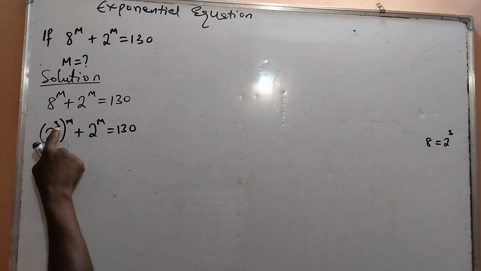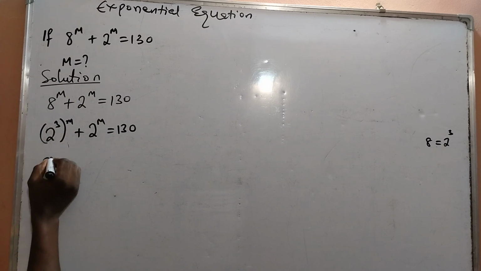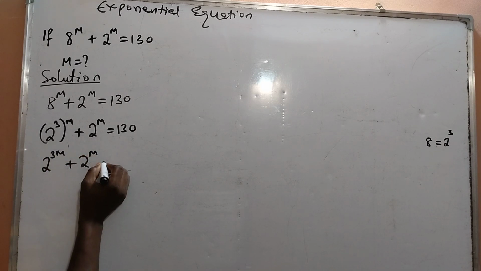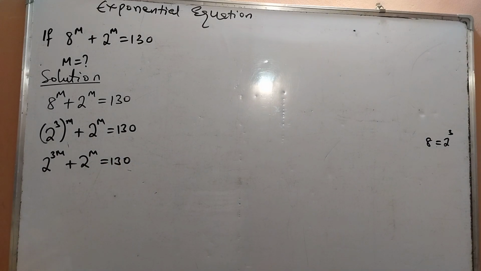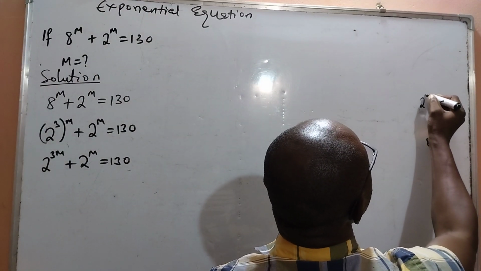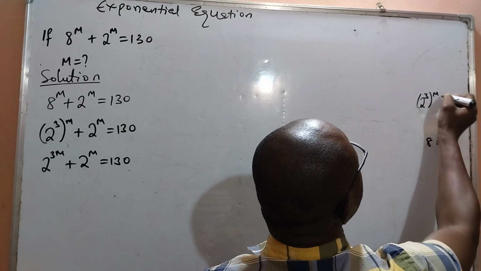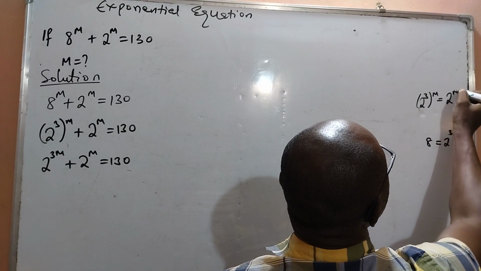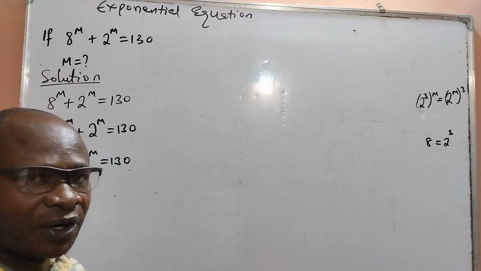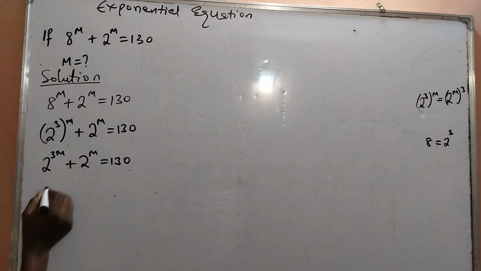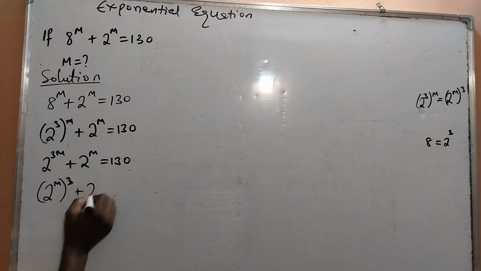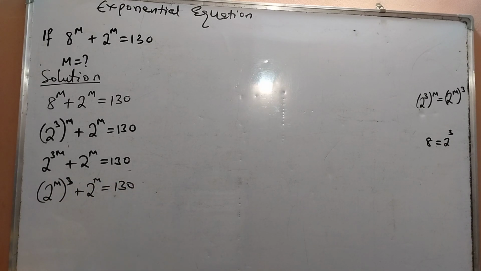By law of indices, 3 will multiply with m to give me 2 raised to the power 3m plus 2 raised to the power m equal to 130. Now, 2 raised to the power 3 multiplied by m is the same thing as 2 raised to the power m multiplied by 3. This is true and correct by law of indices. Therefore, I will write 2 raised to the power m, all raised to the power 3, plus 2 raised to the power m equal to 130.